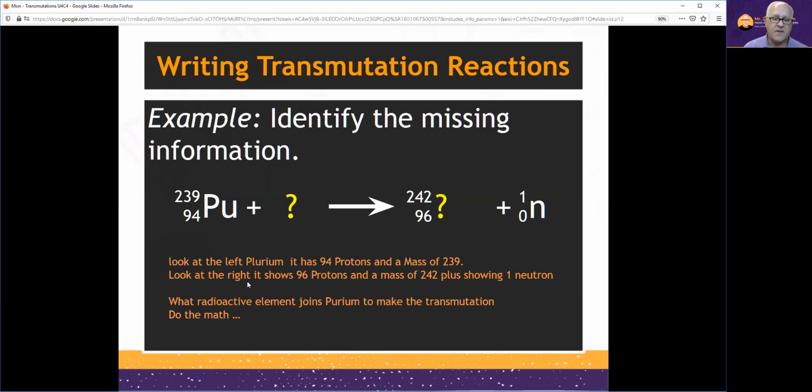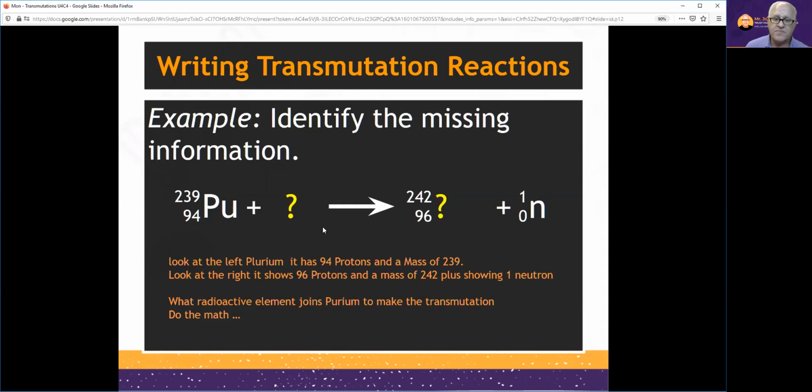So if we look at the left, we have plutonium, and plutonium has 94 protons and a mass of 239. If we look at the right, we have an element showing 96 protons and a mass of 242 plus 1 neutron. So the question is, what radioactive element joins plutonium to make the transmutation?